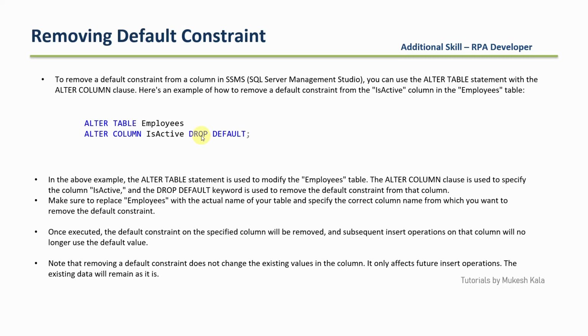Now once this is executed, the default would be removed and the subsequent operation will no longer have the default value, right? It is not going to impact the existing values in the table. Whenever you remove the default constraint and you try to insert new values in the column, the default will not be functional because obviously you have removed it, right? But that will happen from the subsequent insert statement.